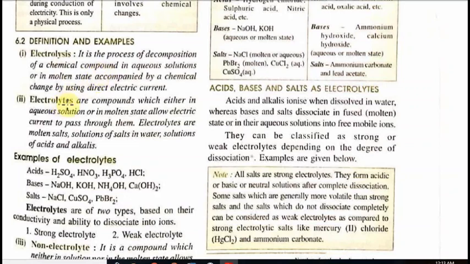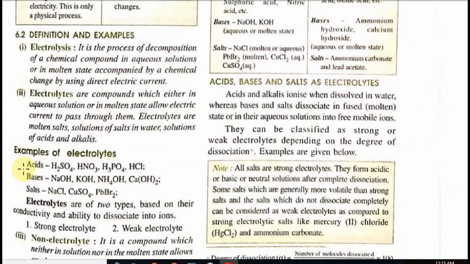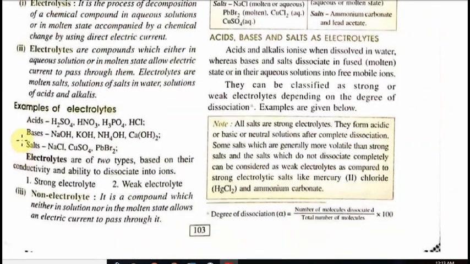Electrolytes are compounds which allow electric current to pass and they undergo chemical change. Examples of electrolytes are given on the left hand side of your screen. Acids, bases and salts are actually electrolytes. Now electrolytes are generally of two types. First, a strong electrolyte, and second, a weak electrolyte.